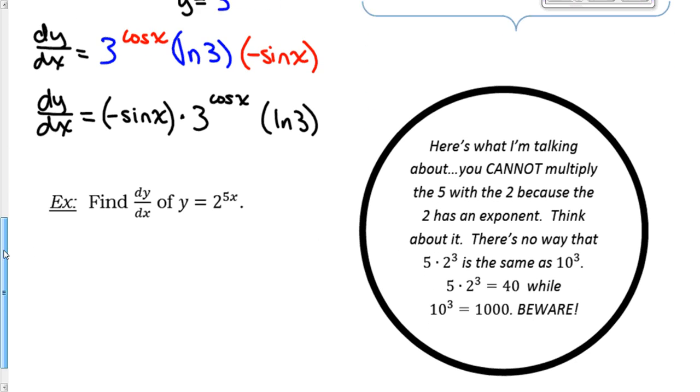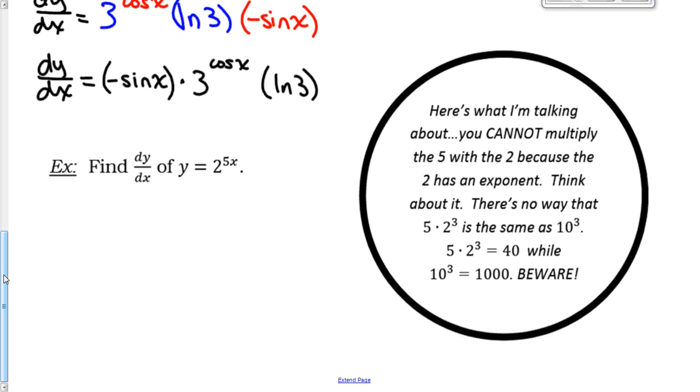So over on the right, I talk about simplifying and what not to do, and I'm going to talk about that more in depth here with this last example. So with our last example, let's rewrite this. This is really y is equal to my base. My outside is really 2 raised to something, and the inside is the 5x.